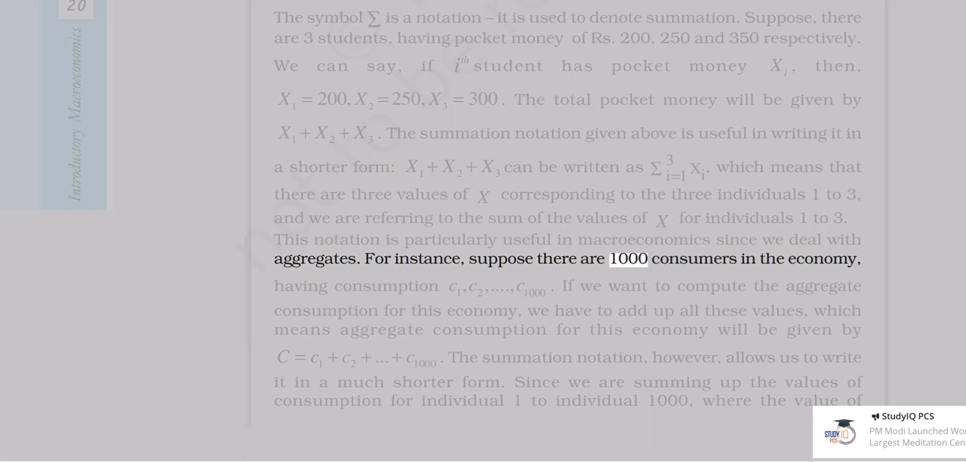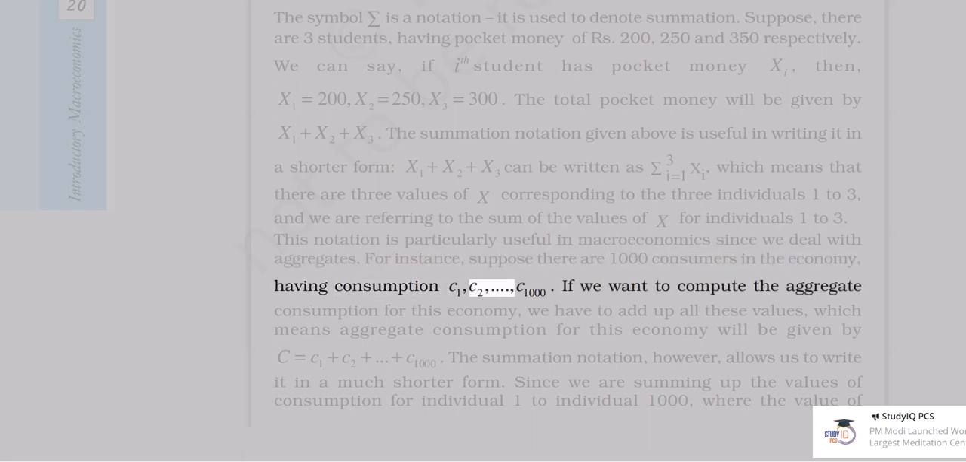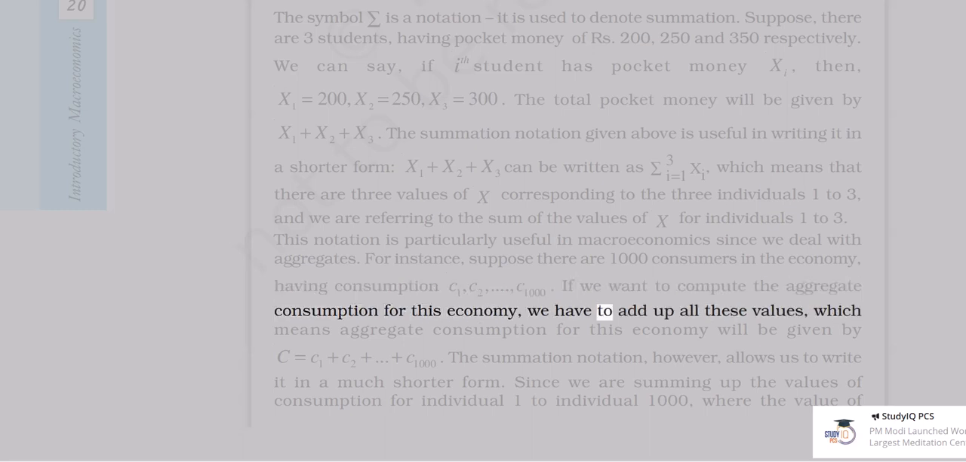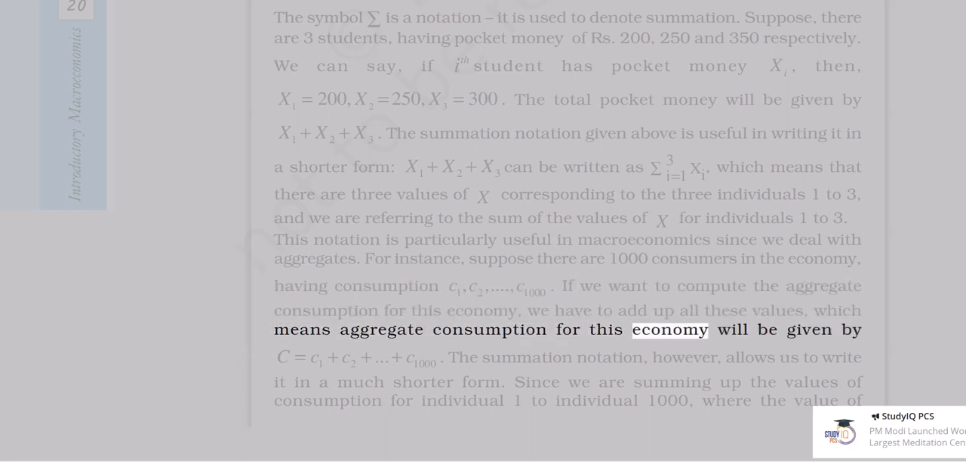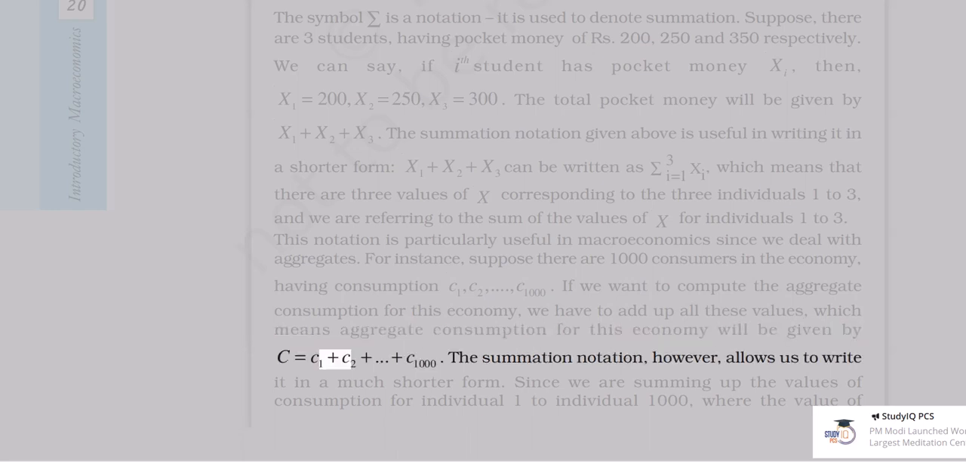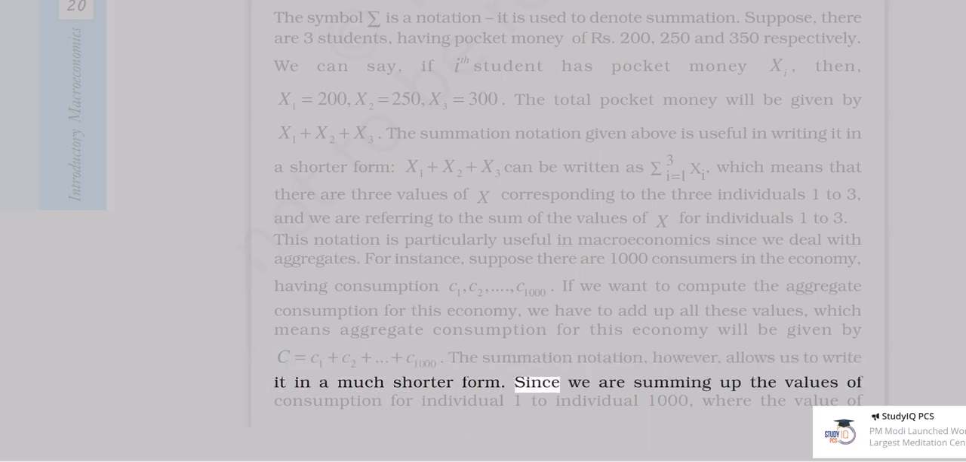For instance, suppose there are 1,000 consumers in the economy having consumption c_1 to c_1,000. If we want to compute the aggregate consumption for this economy, we have to add up all these values, which means aggregate consumption for this economy will be given by the sum of c_i from i equals 1 to 1,000, equals c_1 plus c_2 plus up to c_1,000. The summation notation, however, allows us to write it in a much shorter form. Since we are summing up the values of consumption for individual 1 to individual 1,000.